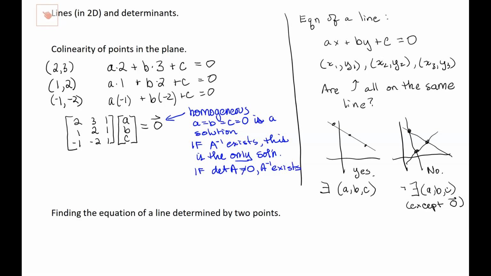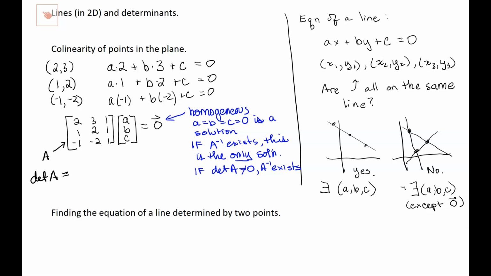If the determinant of A is equal to 0, then that inverse doesn't exist, and since a homogeneous system has at least one solution, we know that in that case it's going to have infinitely many solutions. So let's check to see whether or not the determinant of A is non-zero. And we know how we're going to compute this, right?